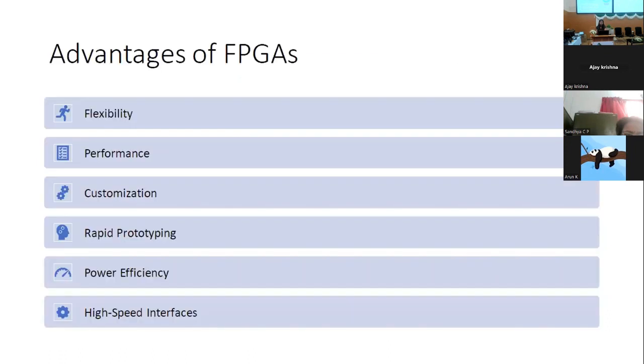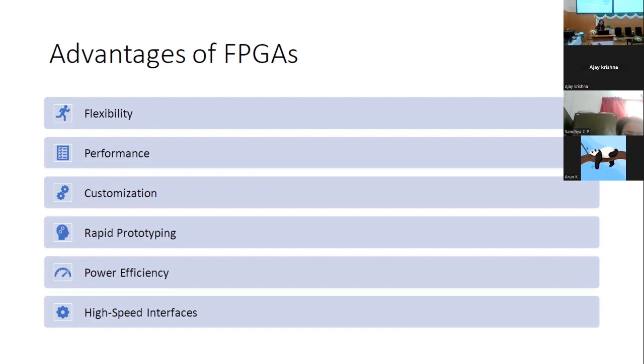So why we are using FPGA, like I already told you: flexibility. Flexibility means we can reprogram it again and again. Performance: high performance, and we can achieve parallelism. Then customization. Customization means if I don't want one algorithm, I can go for another algorithm. In the same algorithm itself, if there is a parameter change, I don't have to create a whole new hardware. I can just change a part of the hardware.